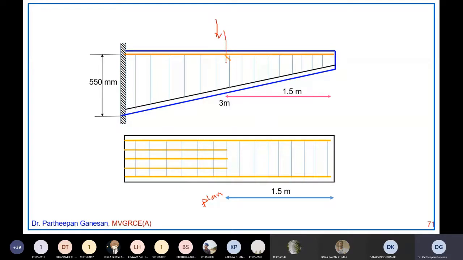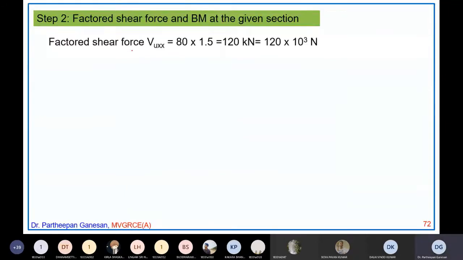Now with respect to this section, the factored shear force Vu,xx I am writing. Why? Because I am finding out the shear force at the section XX, that is 1.5 meter from the left support.